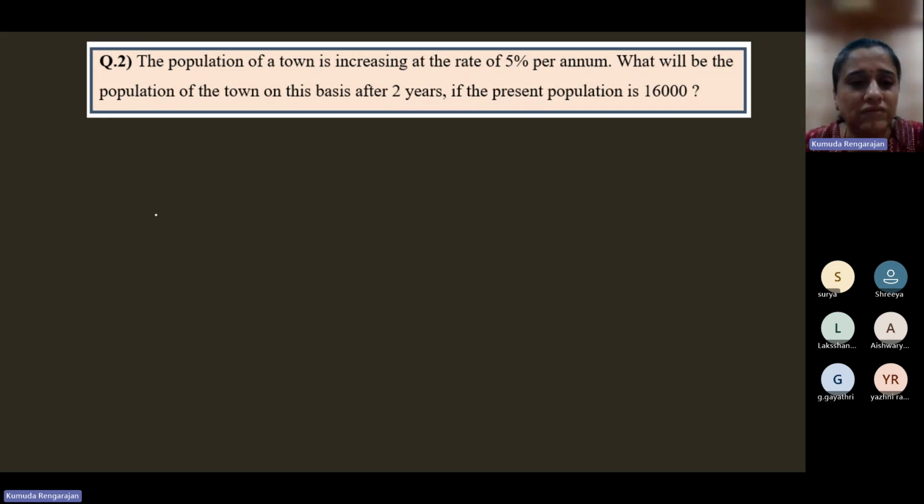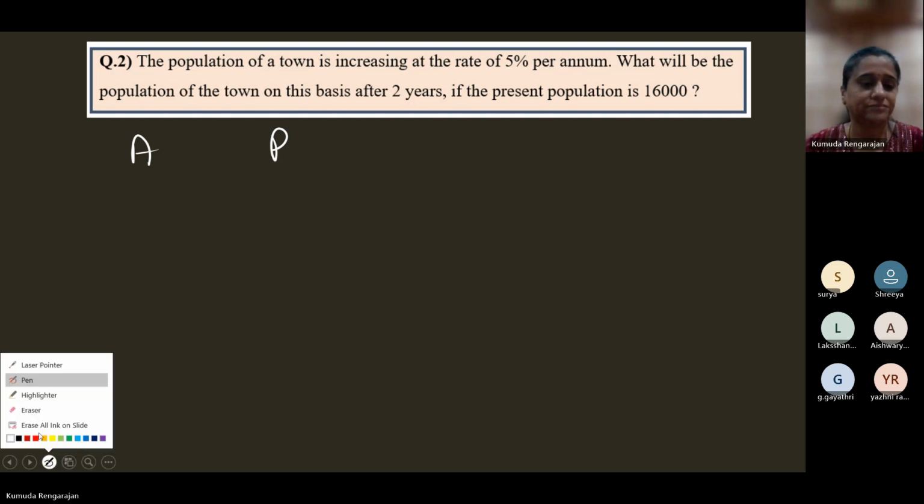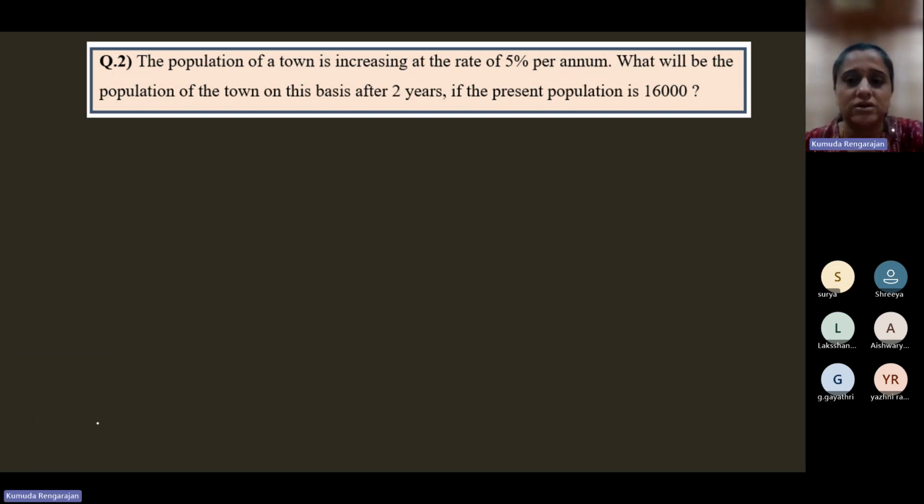Now in the formula we have two things, amount and principal. Here we have the present population and the population after 2 years. We are given the present population and we have to find the population after 2 years. Now, which one is regarded as amount? Which one is regarded as principal?